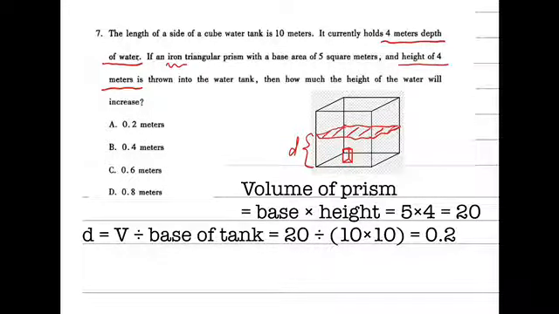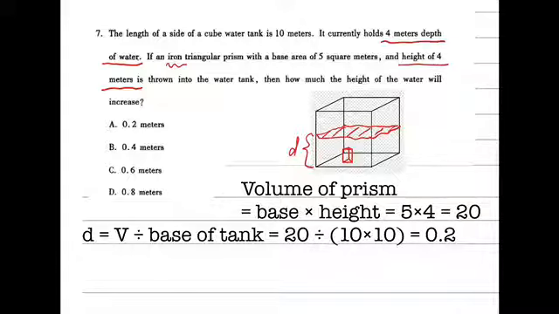Here comes question 7. First, let's read the question together, because there are some key words in this question. The length of the side of a cube water tank is 10 meters. It currently holds 4 meters deep of water, 4 meters. If an iron triangular prism with a base area of 5 square meters and a height of 4 meters, again 4 meters, is thrown into the water tank, then how much will the height of the water increase?